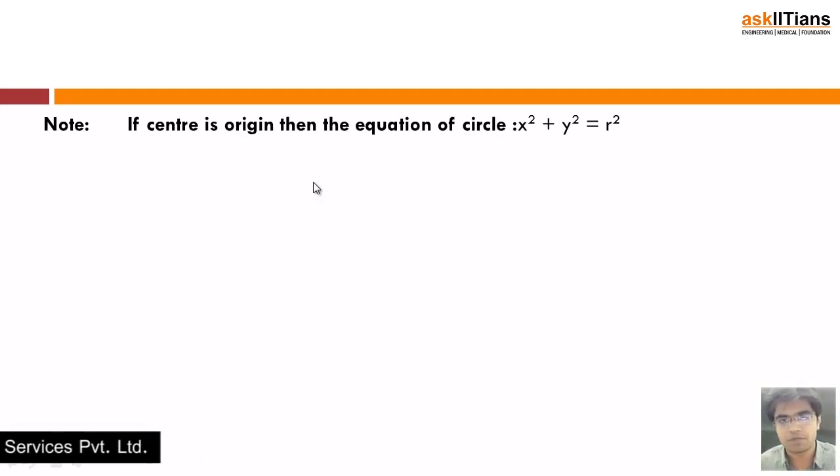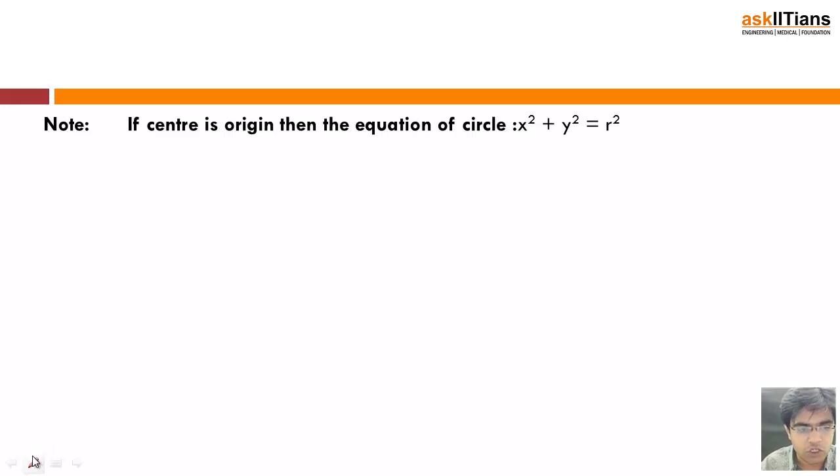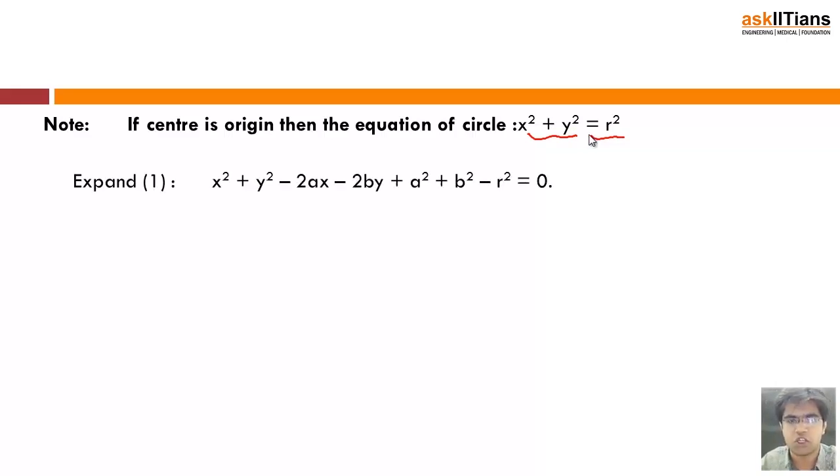If your center coordinates become 0, 0, that means if your center has shifted itself to the origin, then your equation of circle will become x square plus y square is equal to r square. Nothing has happened. We have placed 0, 0 in place of a, b because our center is now the origin. But let's again recall the previous definition, equation number 1. If I expand equation number 1, I'll get x square plus y square minus 2ax minus 2by plus a square plus b square minus r square is equal to 0. I have done nothing, I have just opened the brackets.